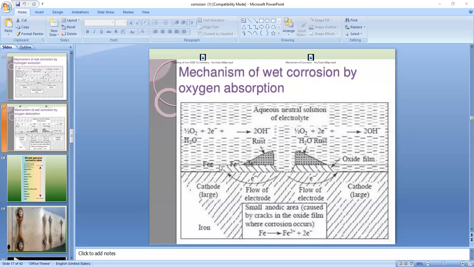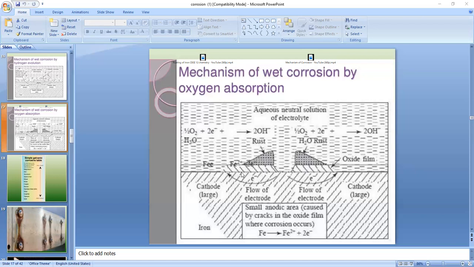As soon as the metal is exposed to the atmospheric O2, the metal undergoes oxidation, liberating Fe2+ ions and electrons. Those liberated electrons react with oxygen, forming hydroxyl ions. OH- ions are produced. These OH- ions again react with Fe2+, forming ferrous hydroxide. The ferrous hydroxide is a rust product which is formed on the surface of the metal.